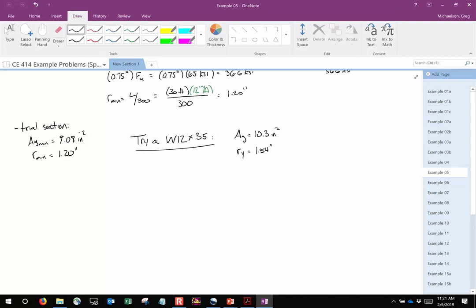Okay. Now, at this point, this becomes exactly like the last problem that we did. This is a trial section. We don't know if this section is going to work because we guessed some things about the effective net area. We got to do some math and check this thing out. Okay? So I'm going to ask for a few properties.